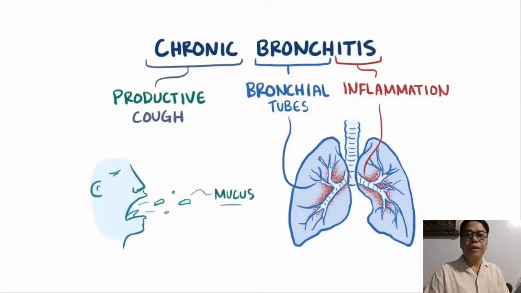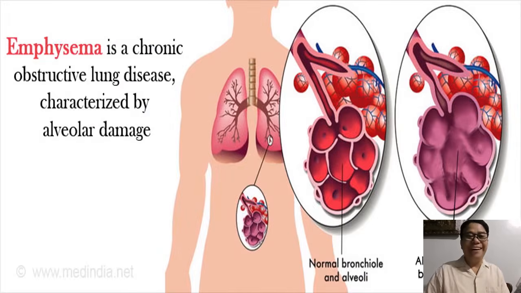Okay, and because of that, it will lead to cellular exudation. Okay, and when we already have the cellular exudation, it will lead to edema on the mucous membrane, and later on it will result in hypersecretions of mucus. And since there are hypersecretions of mucus already, it will result in persistent cough. So you will be coughing and coughing. Okay, so that is for the chronic bronchitis.